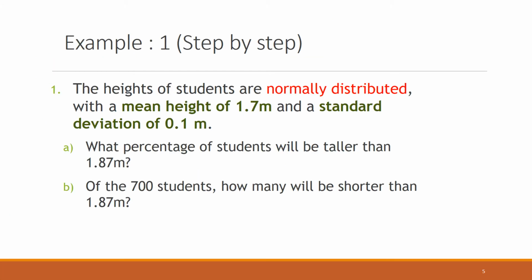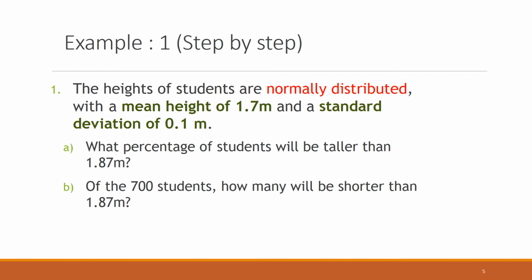Now, if we want to understand it more clearly, we'll take an example. We'll take a real-time scenario. The question is: the heights of students are normally distributed with a mean height of 1.7 meters and a standard deviation of 0.1. What percentage of students will be taller than 1.87 meters? Of the 700 students, how many will be shorter than 1.87?